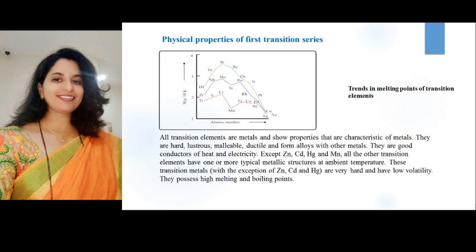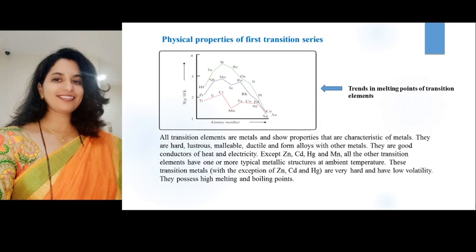Now we will learn physical properties of first transition series. Look at the trends in melting points of transition elements. All the transition elements are metals and show properties that are characteristic of metals. They are hard, lustrous, malleable, ductile, and form alloys with other metals. They are good conductors of heat and electricity, except zinc, cadmium, mercury, and manganese.